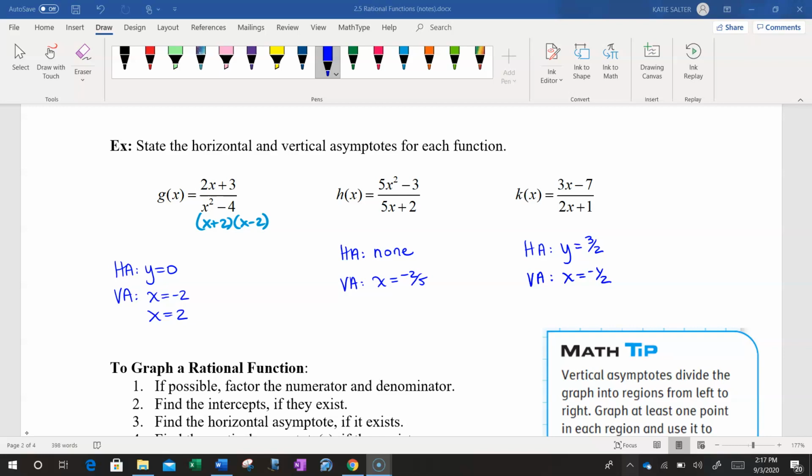Make sure when you write your asymptotes, you write y equals or x equals. Don't just write a number because that makes no sense. They're actually lines, imaginary lines on our graph. So if you tell me the vertical asymptote's at -2 and 2, you're not going to get any credit for that. That doesn't make sense.